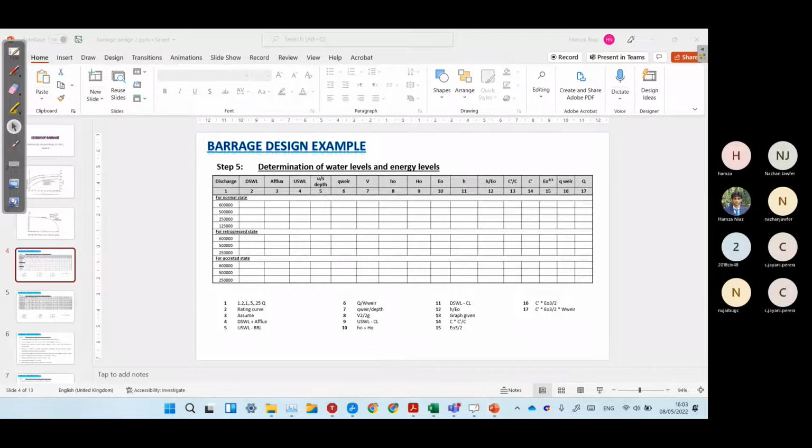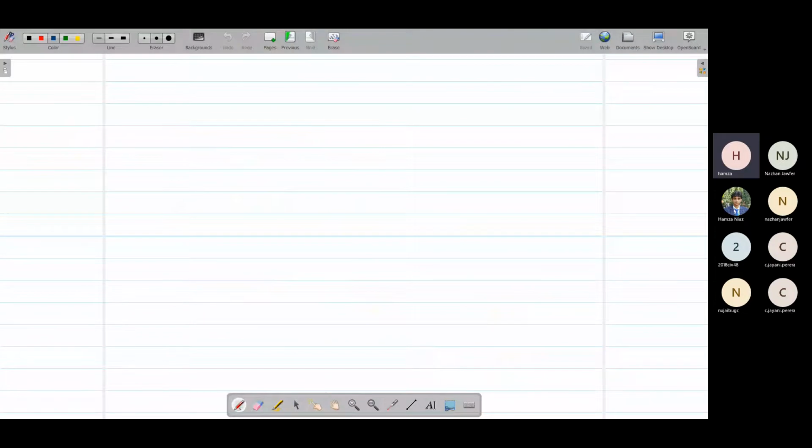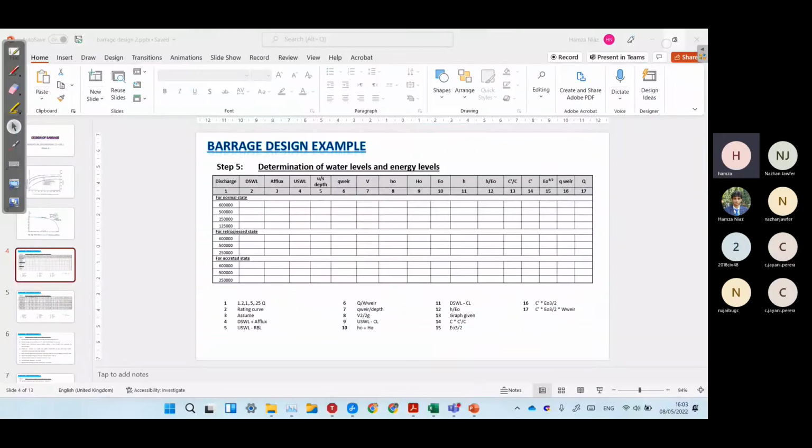Right. So after these steps, now we have to check our weir for different discharge values, because it's not like that always the highest flood level will be passing through the weir. Different values of discharge will be passing. So we have to check our weir for all the different values for critical cases. So for that purpose, we'll draw a table like this.